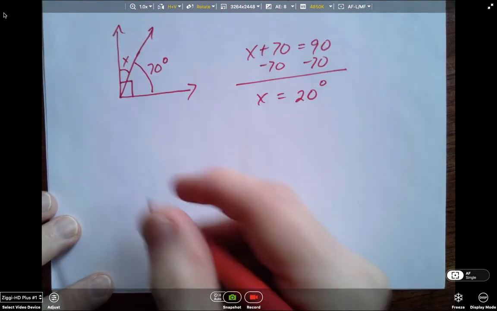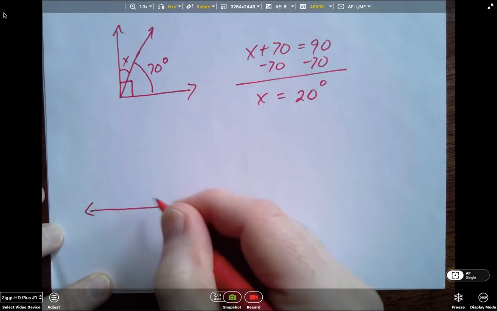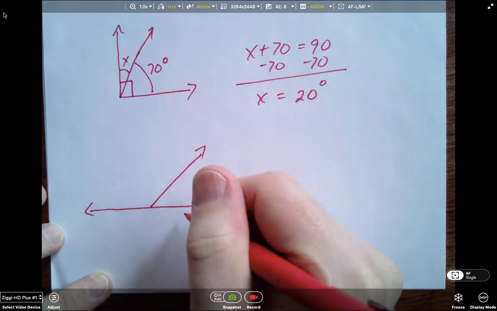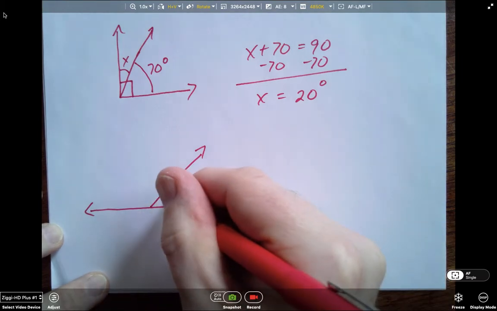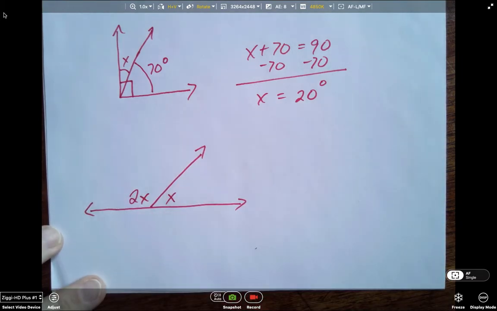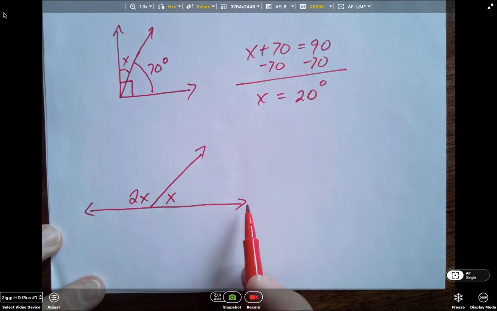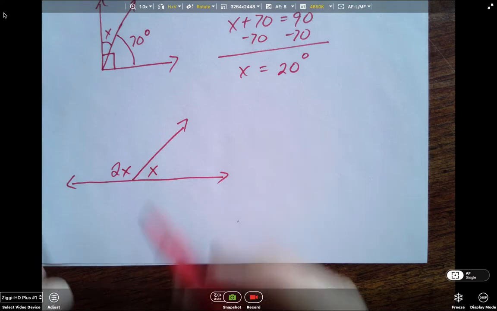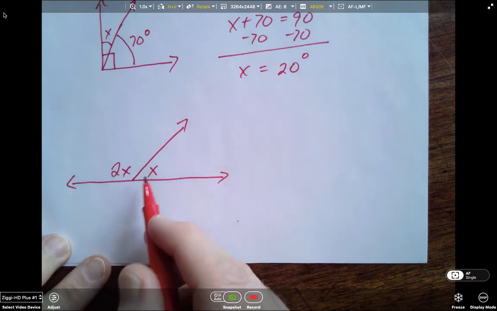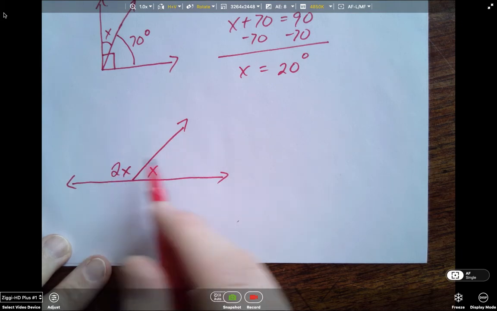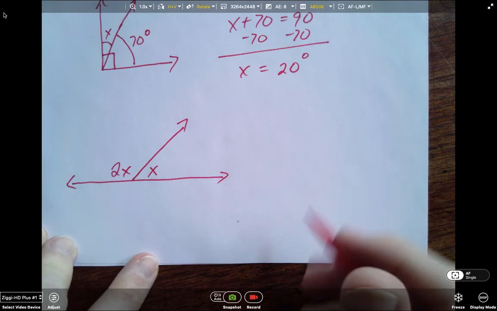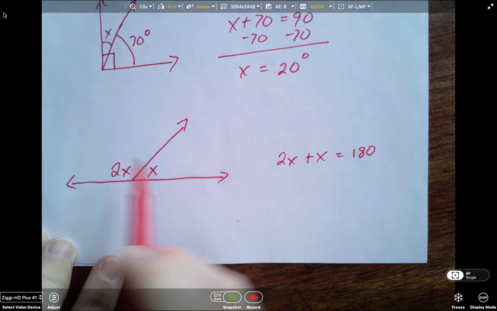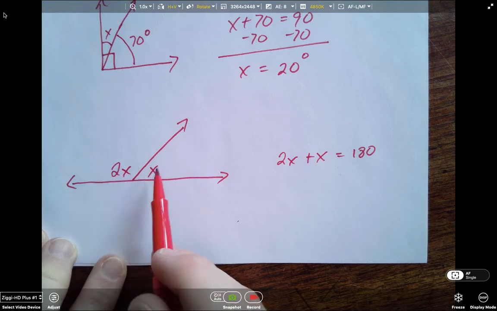Another example of the same sort of idea would be if I have this picture, and let's say that this is x and this is 2x. Well, notice this right here is a straight line, a straight angle, which I talked about a little bit last time, but just to review, a straight line is 180 degrees. These two angles are adjacent, they're next to each other, and they make a straight line. That means that they are supplementary, or they add to 180 degrees. So 2x plus x has to equal 180. Again, this is a straight line, so these two angles add up to 180.